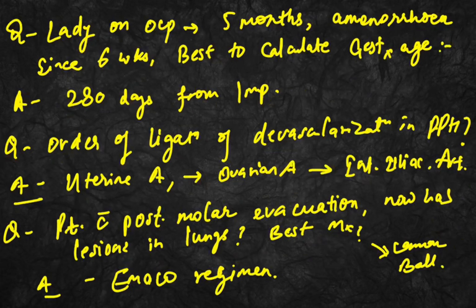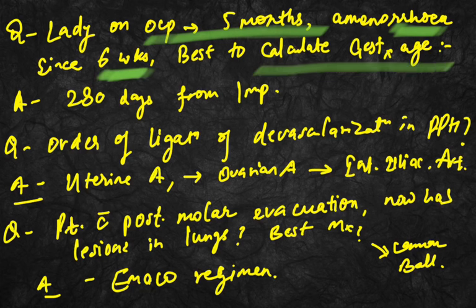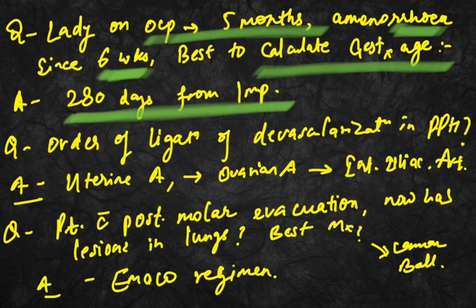Lady on OCPs for 5 months with amenorrhea since the last 6 weeks. So what is the best way to calculate the gestational age? 280 days from the last menstrual period. So LMP, 280 days from the last menstrual period.